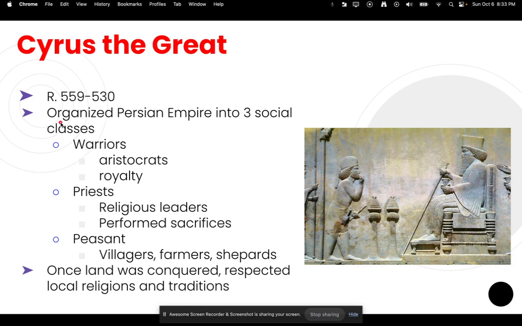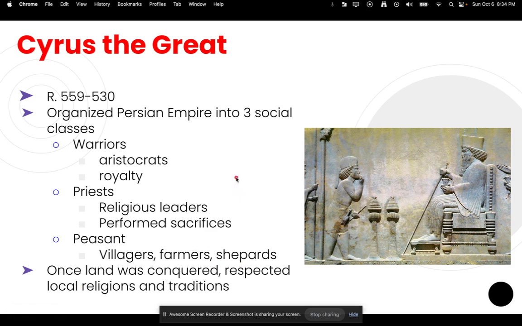So Cyrus organized the Persian Empire into three social classes. The first class was the warriors, which included aristocrats and royalty. Then you have the priests. Those were the religious leaders, and they also would perform sacrifices. And then, of course, you had the peasants, which included the villagers, farmers, and shepherds.